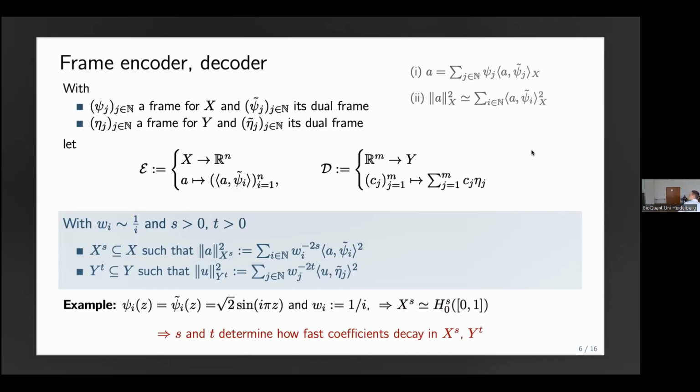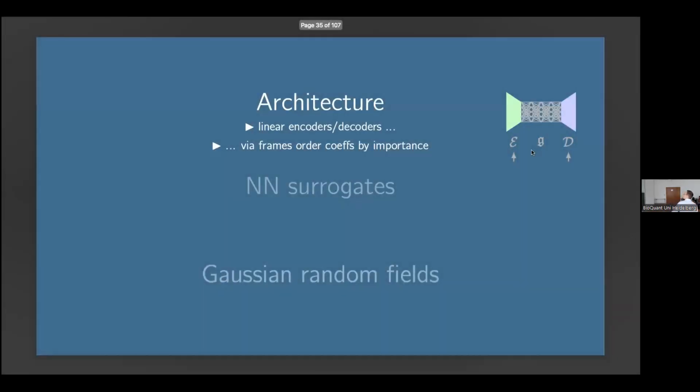The important thing is I introduced this XS and YT, and the reason why I introduced this is because if an element belongs to one of these spaces, then basically the S and T tell me how fast its coefficients go to 0. And that's because I have that this norm is finite, right? And so because I know the increase of the weight, this tells me something about the decrease of the coefficient. So this is the important thing to keep in mind.